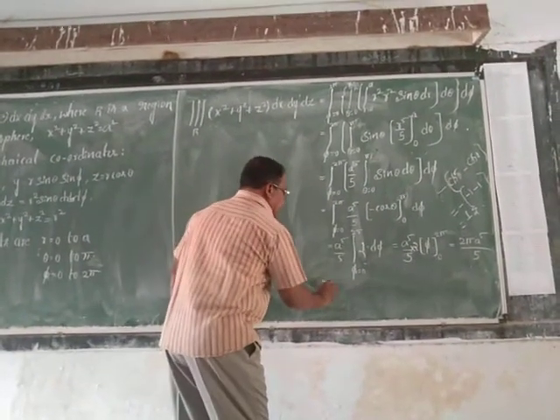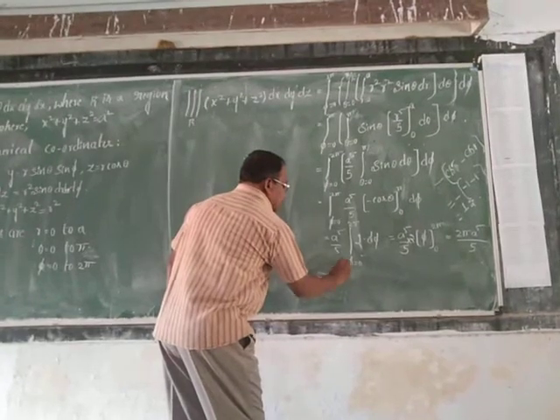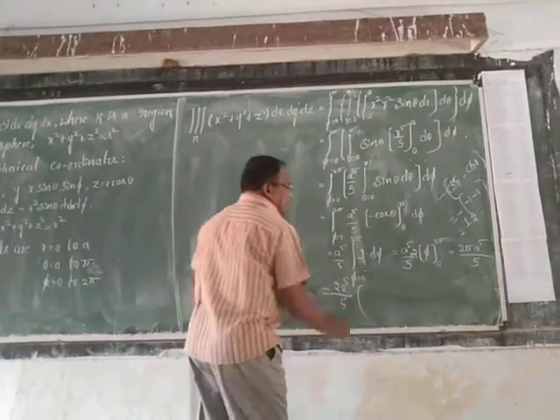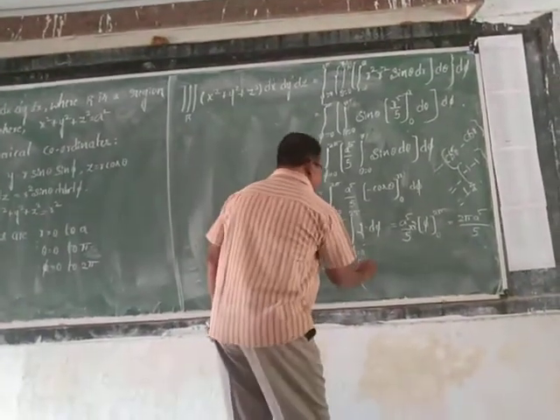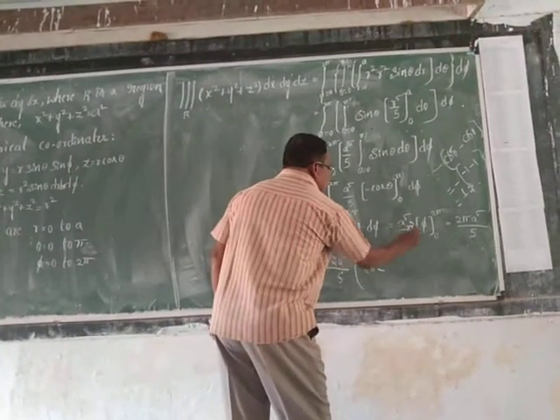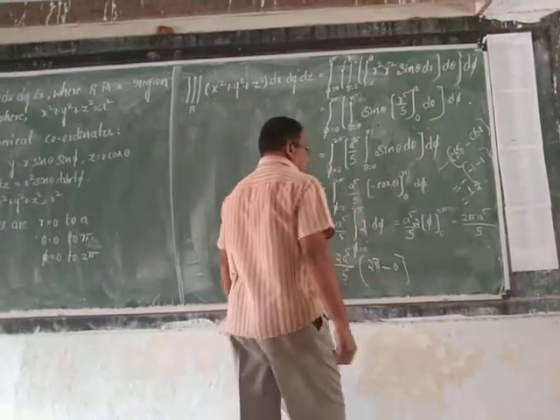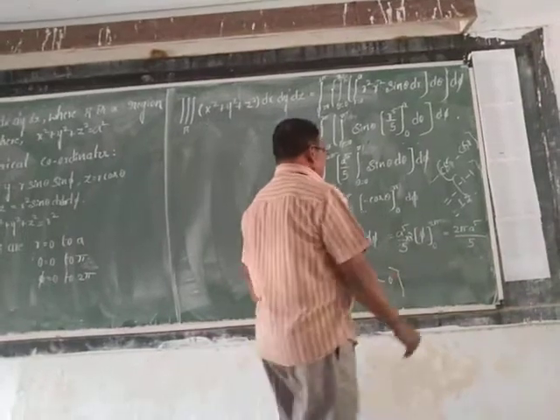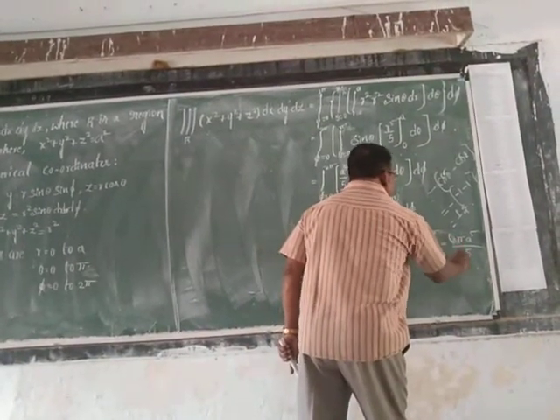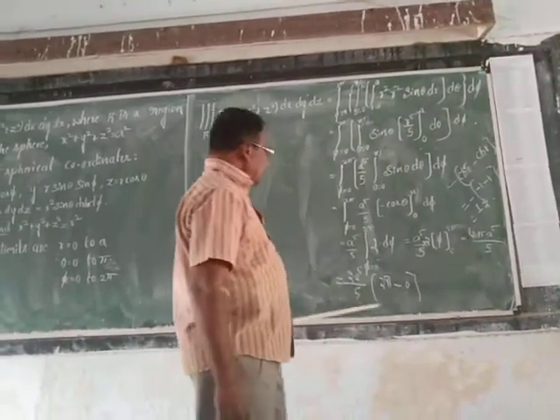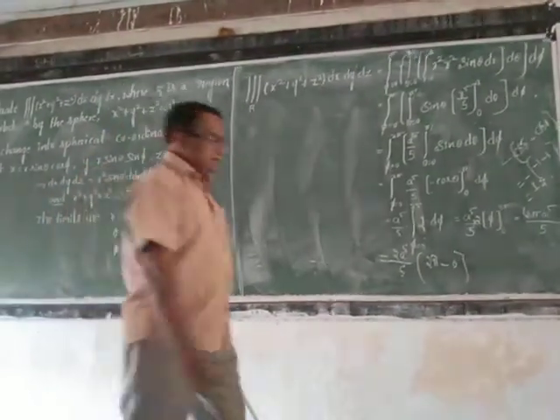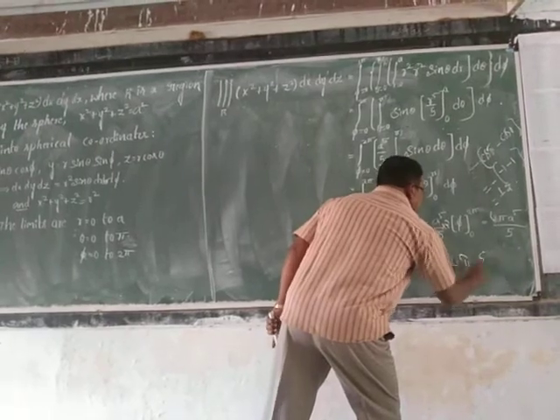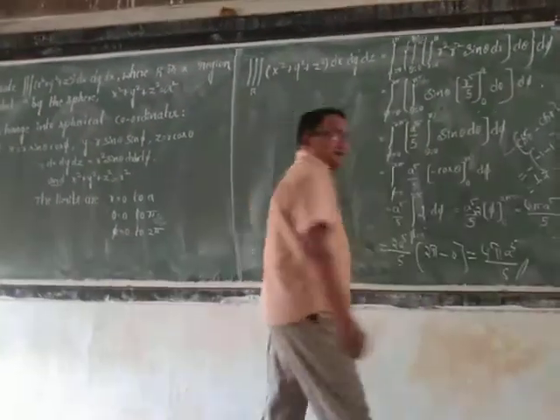If I apply the limits here, it is 2a to the power 5 by 5 into phi, which is 2 pi minus 0. So it is 2 pi into pi. It is 4 pi a to the power 5 divided by 5 is the answer. 2 2s are 4, pi a to the power 5 by 5 is the answer.